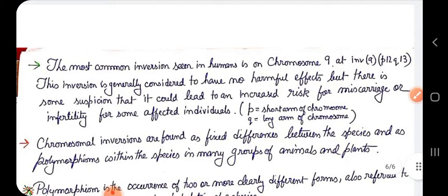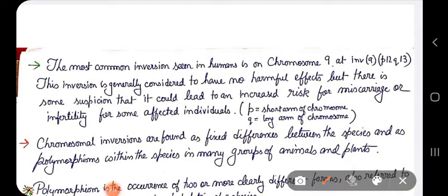Now, cytologically, it has been detected that in humans, the most common type of inversion is seen on chromosome number 9. It is observed at inversion 9 p12 and q13, where P refers to the short arm of chromosome number 9, and q refers to the inverted segment of the long arm.